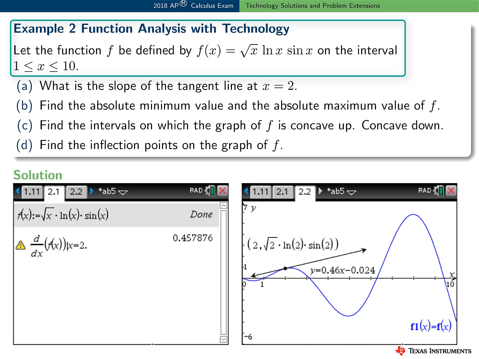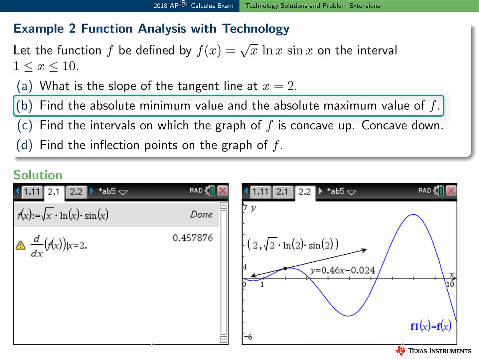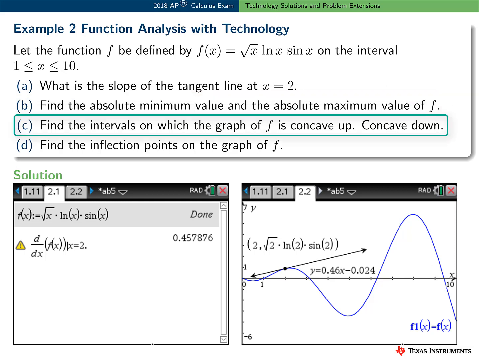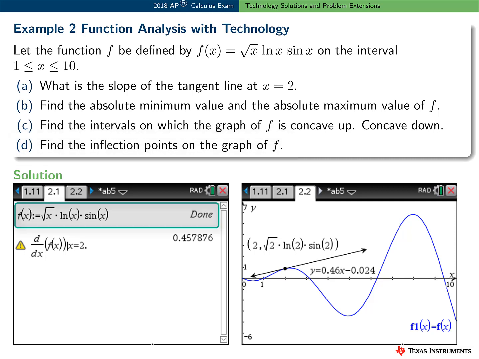In example 2, I'd like to consider some similar questions as in the free response question, but this time with technology. Consider the function f on the interval 1 to 10. Find the slope of the tangent line at x equals 2. Find the absolute minimum value and absolute maximum value of f. Find the intervals on which f is concave up or concave down. And find the inflection points on the graph of f. I'm going to solve part A and leave the rest for you.